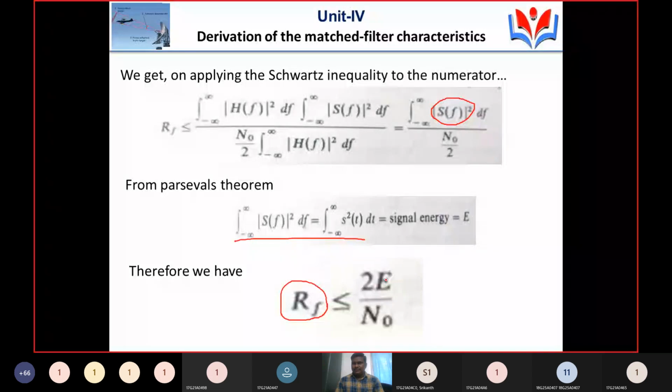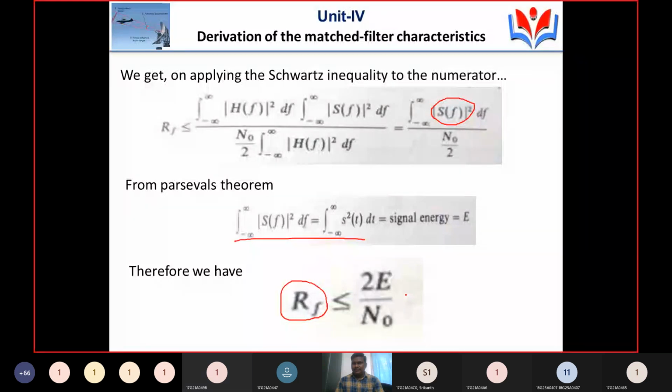But is there any effect from the shape of the received signal? No. Only the energy is the parameter that affects this particular matched filter. So irrespective of the shape of the received signal, the output signal to noise ratio is directly proportional to two times the energy divided by the noise power. This is the conclusion.